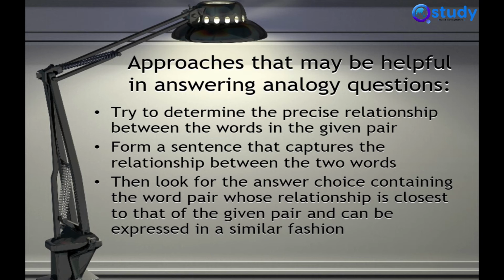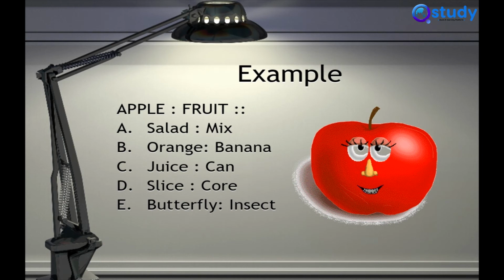And then the third point is, look for the answer choice containing the word pair whose relationship is closest to that of the given pair and can be expressed in a similar fashion. So the third important point is, look at the options, and don't only read one or two options, read all the four options or all the given options, and then decide the answer with the given question's relationship. Then a few examples we will see.